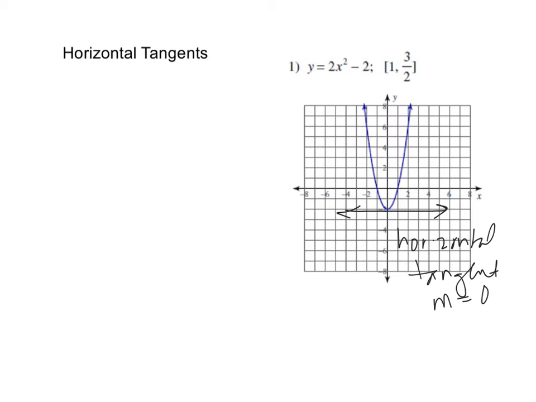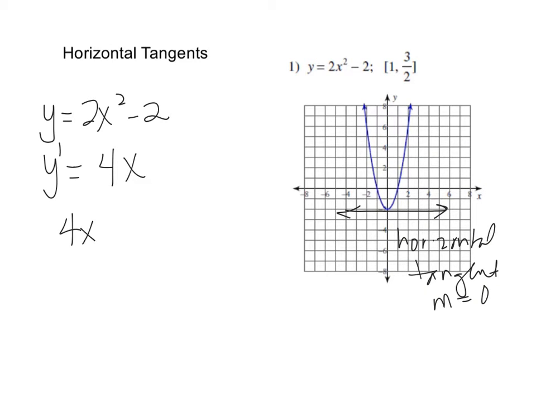All right, so to find a horizontal tangent, it was very easy to find it graphically. What we want to find, though, is we want to find it numerically. So we're going to take the derivative. This is our function, 2x squared minus 2. We're going to take the derivative, so that's going to be 4x. And then what we want to find is where the horizontal tangent lies, so where the derivative is equal to 0.